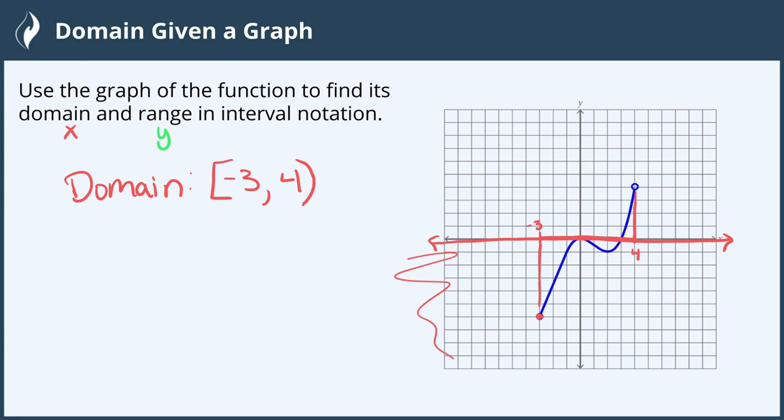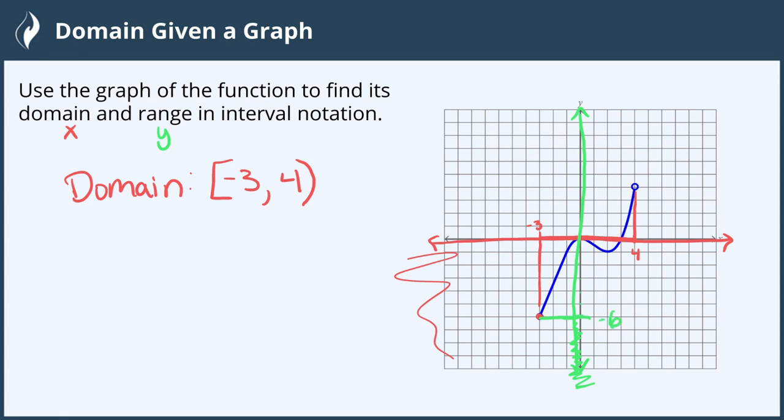Now let's go ahead and look at the range. The range is where our graph is going in the y direction, and we're going to move from bottom to top. So I'm going to go as far down, there's no graph here, there's no graph here, and now there's graph here. So this is the lowest point of our graph, 1, 2, 3, 4, 5, 6, at -6.